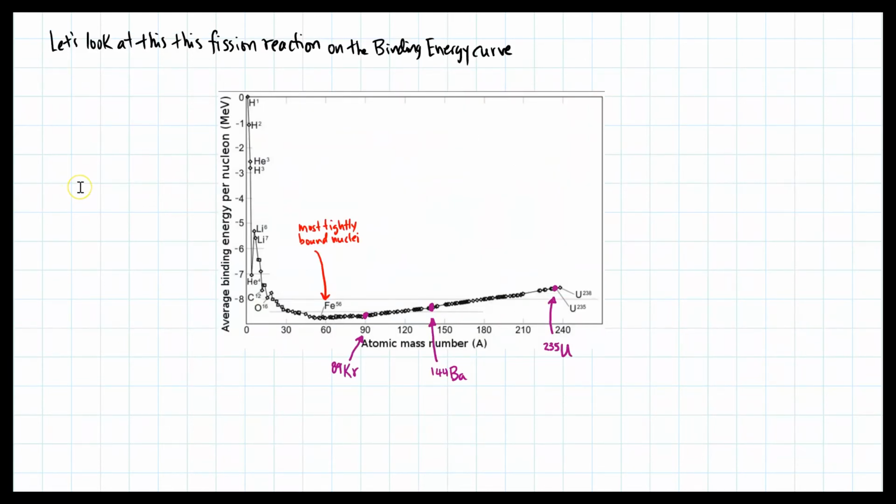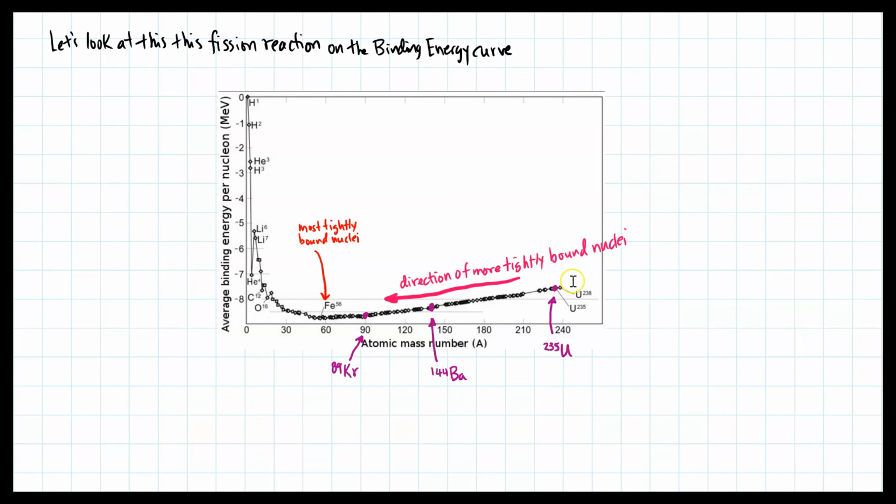Let's now look at this fission reaction on the binding energy curve. We know that around iron, those are the most tightly bound nuclei. So we start off with 235 here, and then when it goes through the process of neutron capture and then fission, the products are barium-144 and krypton-89. Note that you're moving down this binding energy curve, meaning that you're moving in the direction of more tightly bound nuclei.